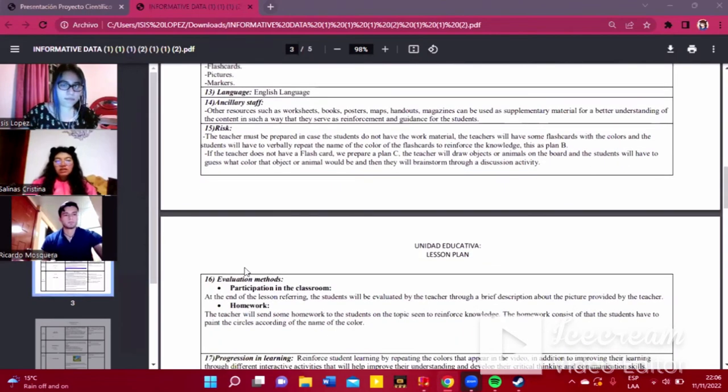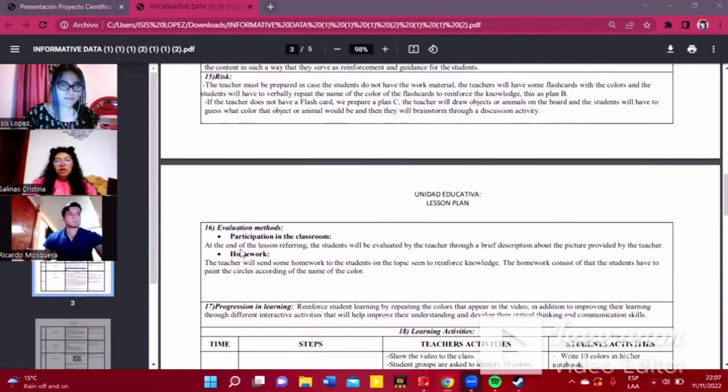And if the teacher doesn't have the flashcards, they have to prepare a plan C. In this part, the teacher will draw objects or animals on the board, and the students will have to guess what color that object or animal will be, and then they have to brainstorm through a discussion activity.